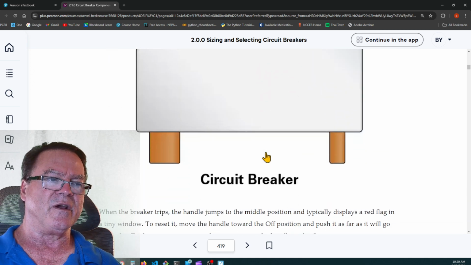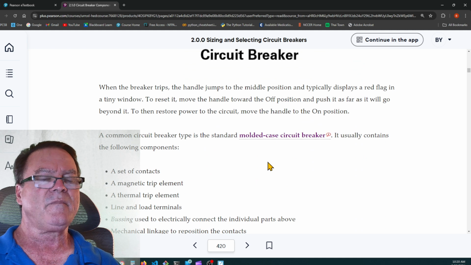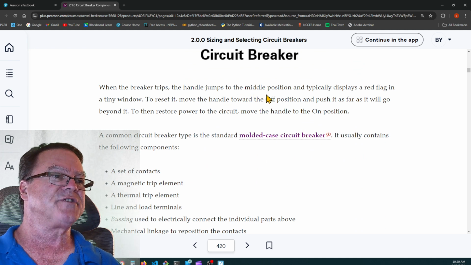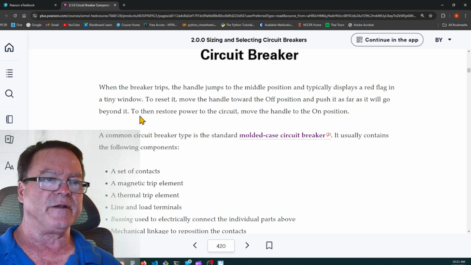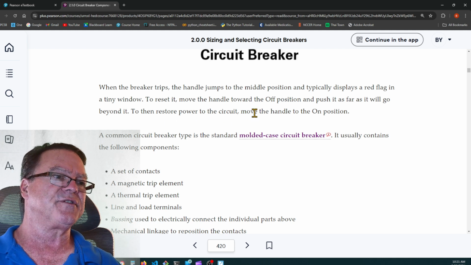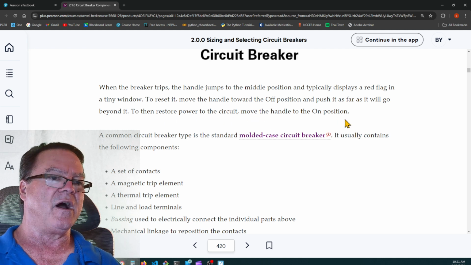If it doesn't, then we go and we investigate. This is when the circuit breaker trips. The handle jumps to the middle position and typically displays a red flag in a tiny window. To reset it, move the handle toward the off position and push it as far as it'll go beyond it. To restore power to the circuit, move the handle to the on position.